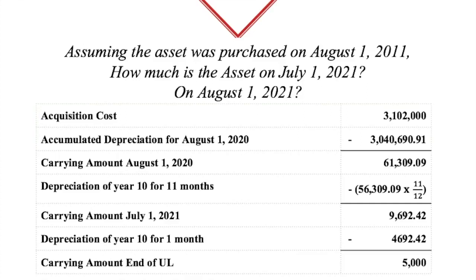So we need to include the depreciation for the last year by allocating the depreciation in year 10 for 11 months. To get the carrying amount on August 1, 2021, which is also the end of its useful life, we just deduct 1 month of depreciation from the carrying amount that we computed on July 1, 2021. Notice that 5,000 is the salvage value of the asset.